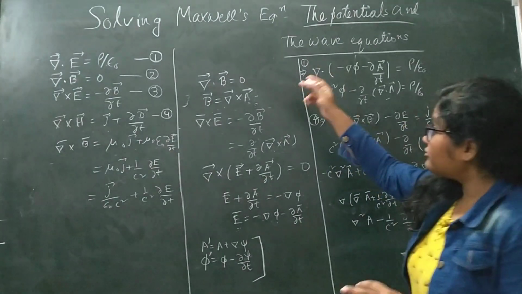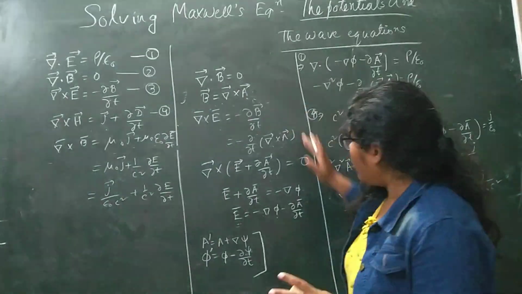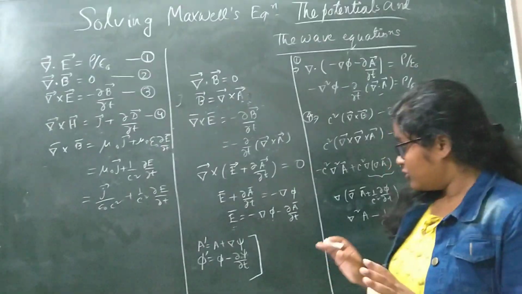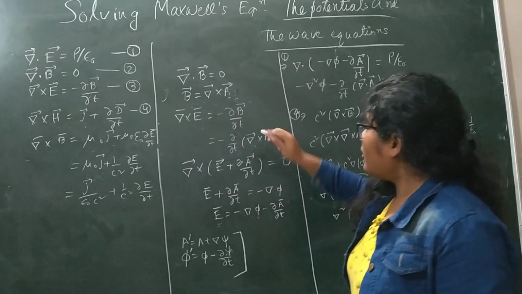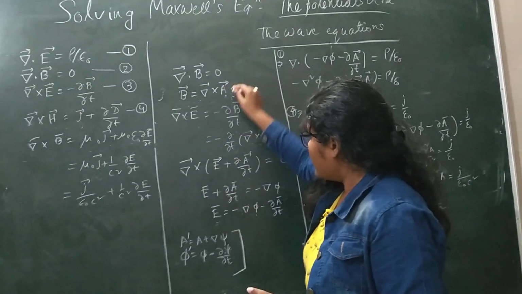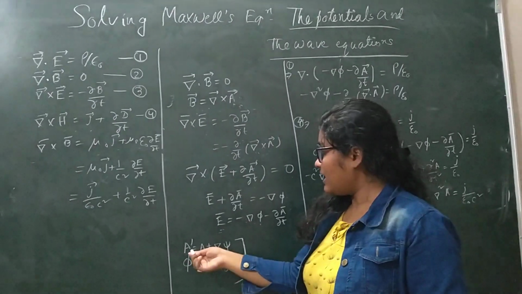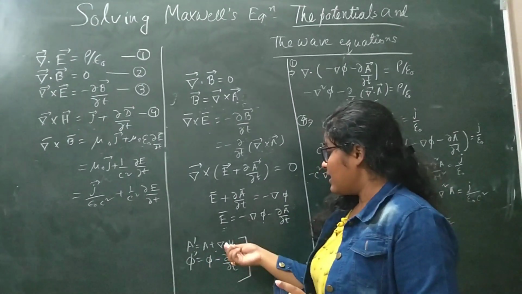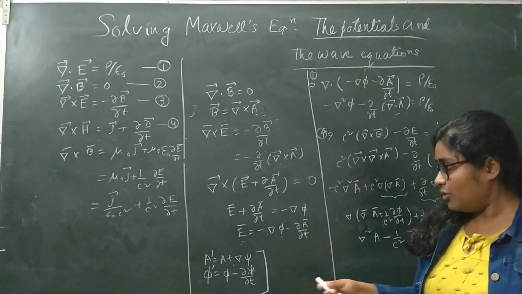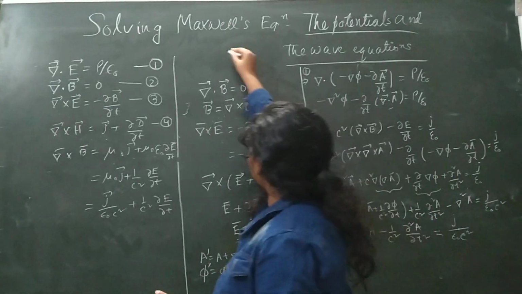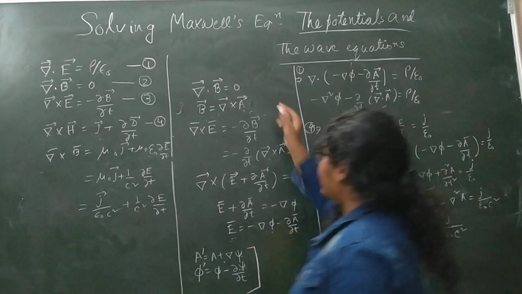But is the choosing of A or phi unique or not? I have also told you that curl of A is B. Now if you replace A with A prime, such that A prime equals A plus gradient of some scalar function psi. So you take A prime equals A plus grad psi.